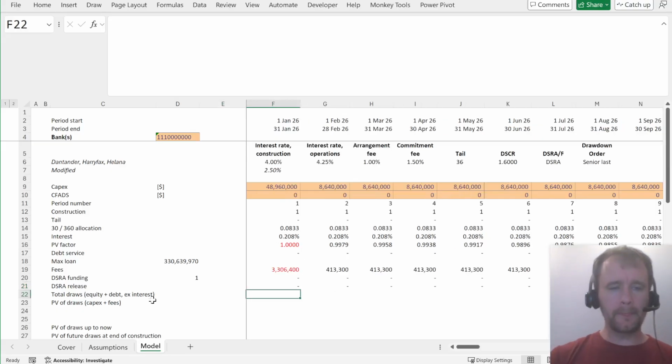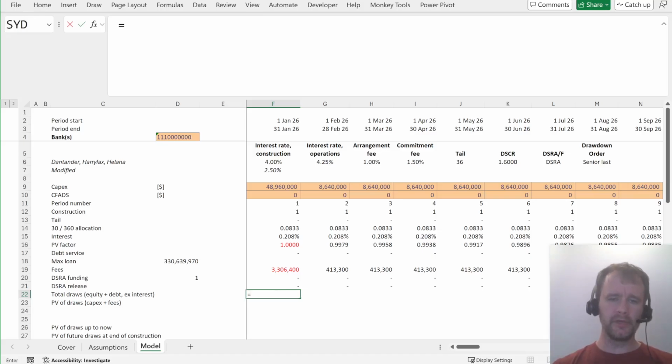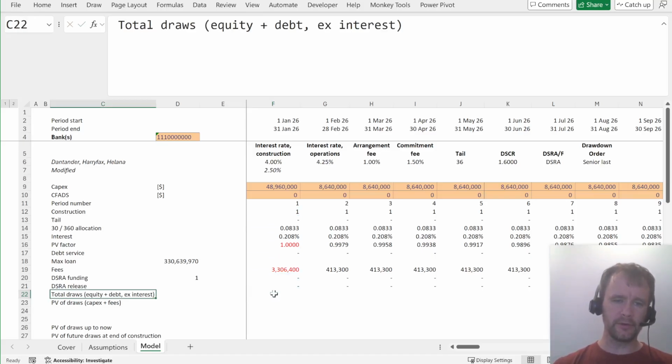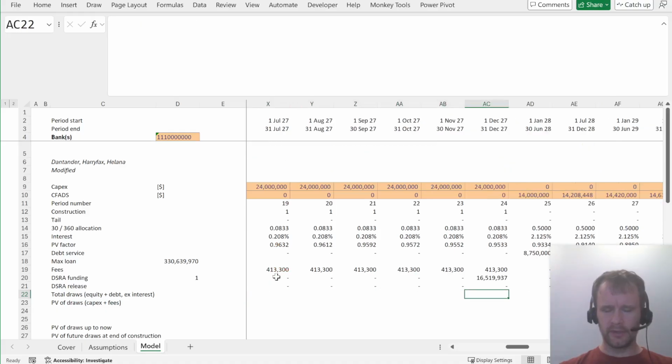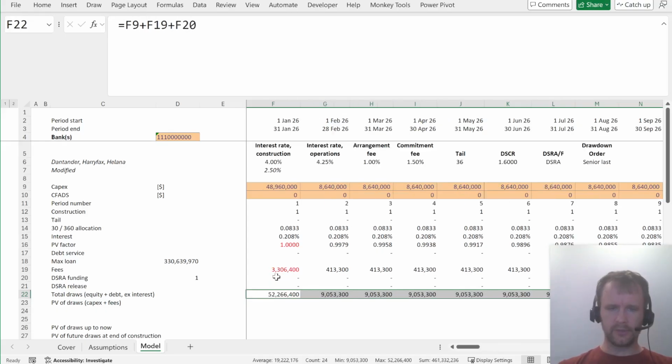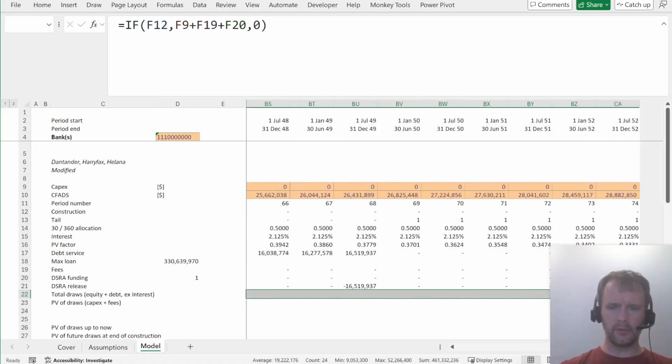Okay, so then our total draws during the construction period is going to be, this is the total draws between equity and debt. So equity and debt between them are going to pay for capex, they're going to pay for the fees, and they're going to pay for funding the debt service reserve account. I'm not including interest here because I'm dealing with interest through the present value factor for now. And then those draws we only really need out as far as the end of construction, although I guess a more sensible thing would be to just say if construction, then that, otherwise 0, and then we can copy the same formula all the way across.